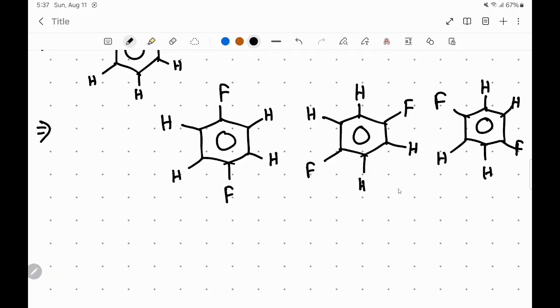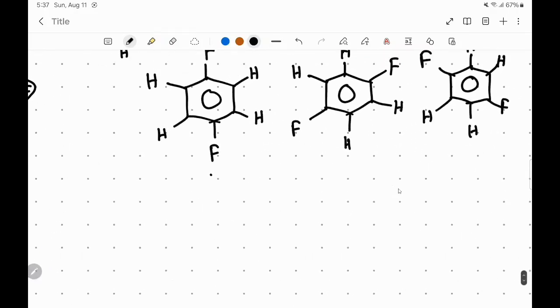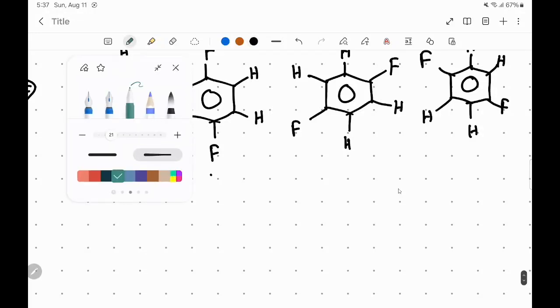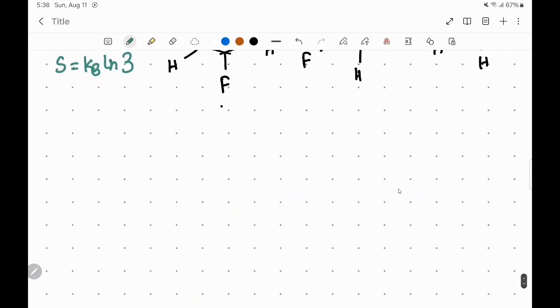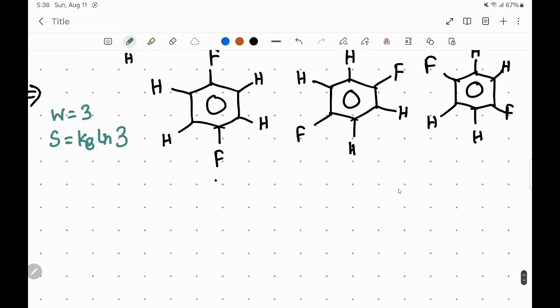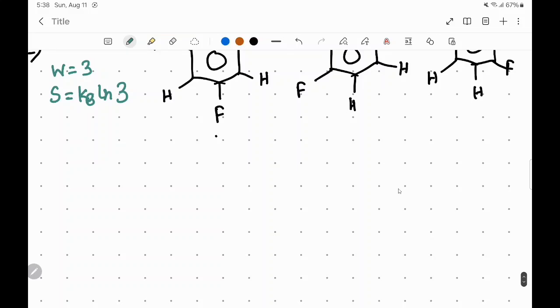Any other? If you change again, this will be generated. So only three possible orientations are there. So W is 3 and entropy will be k_B ln 3. Better you should say k_B, because k is a constant, but k_B is essentially for the Boltzmann constant. So it's better to consider the suffix B.